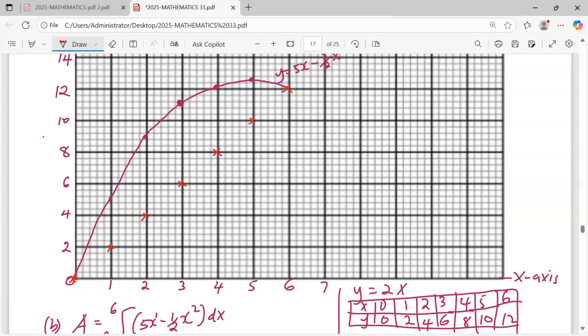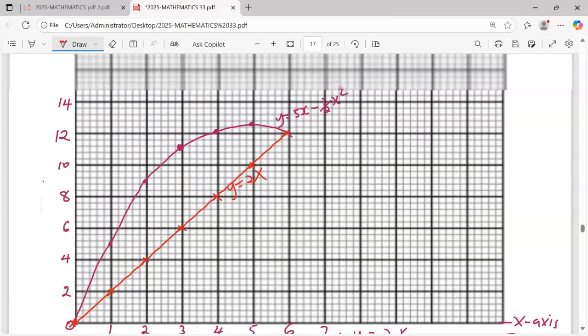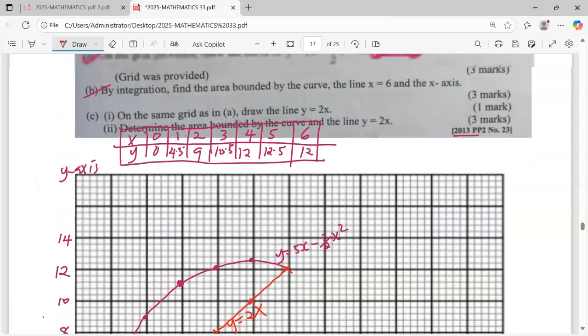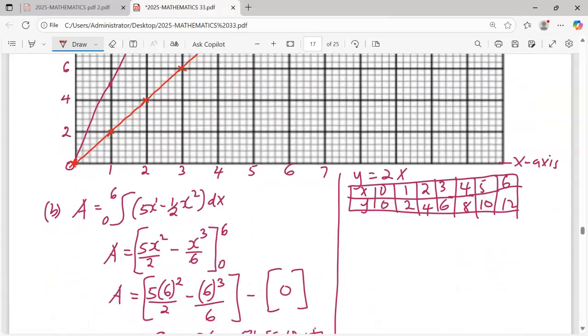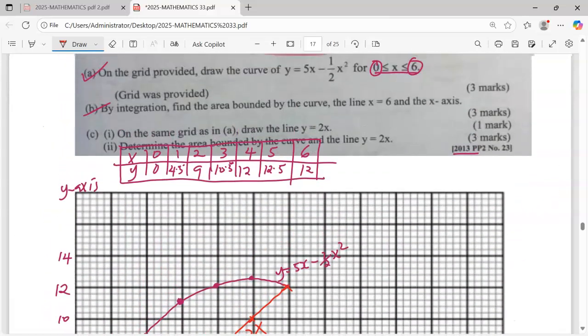Once we have done that, we are going to use a ruler to join all these points. That is exactly what we have. So again, this is the line where y is equal to twice x. Then from there, we move to Roman 2 of part C. This is simply C Roman 1. Then C Roman 2, we are supposed to determine the area bounded by the curve and the line.